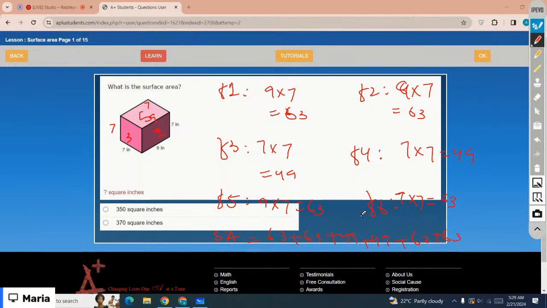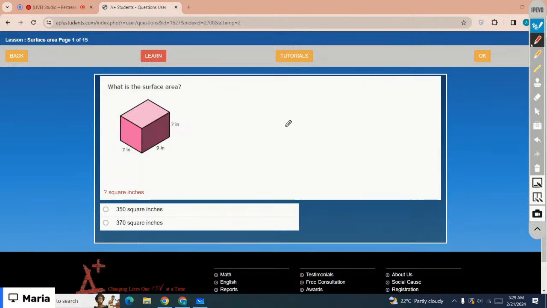So that is 350 square inches. The correct option is option number 1. That is 350 square inches, right? So by mistake, I wrote 47 here. That is 49. So when you add them all, that is 350 square inches. Option number 1 is the correct option. Got it?